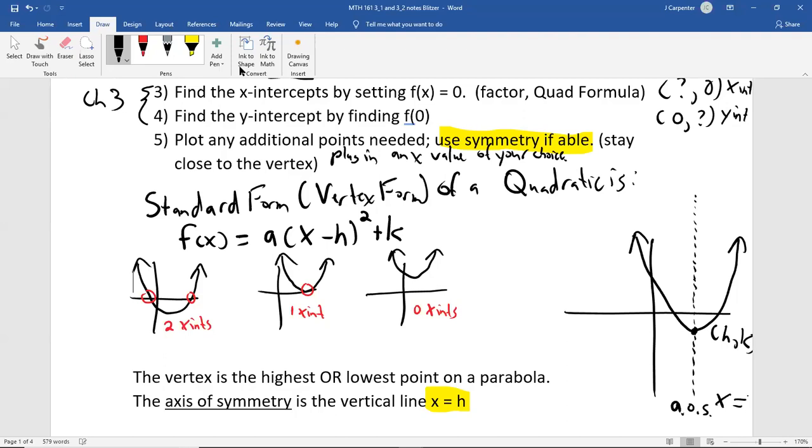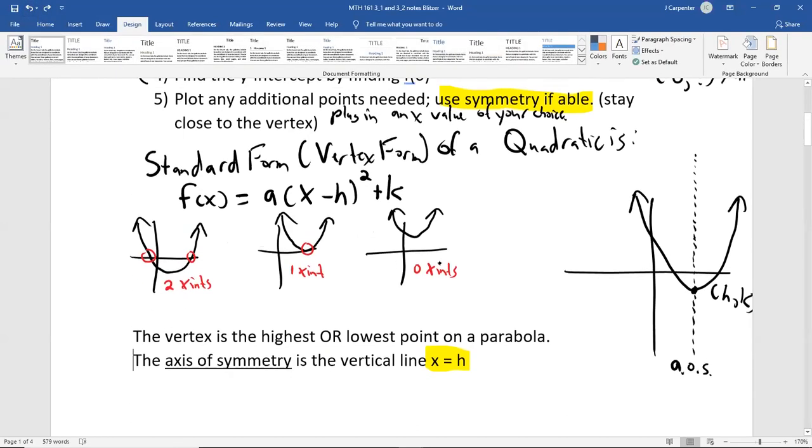We've talked about that. I'm going to run out of room. The only downside of using Word is I can't write on the margins. So your axis of symmetry, let me just scroll down a little, is x equals h, and that'll be a number. So if this point was 3 comma 4, this would be the equation x equals 3. If this point was 1,000,000 comma -1, then the axis of symmetry would be x equals 1,000,000.